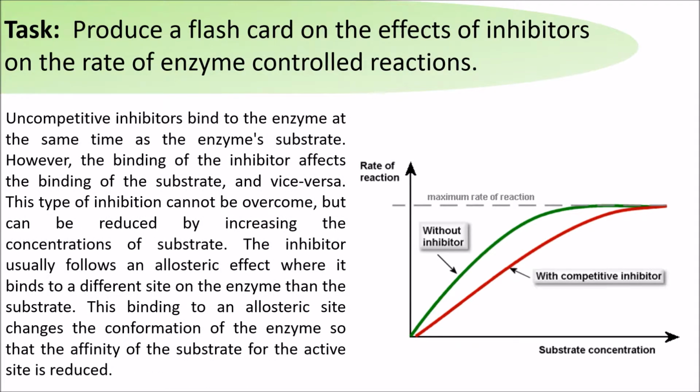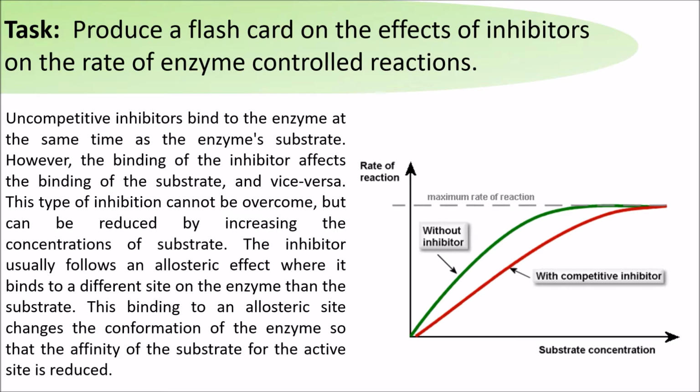Uncompetitive inhibitors bind to the enzyme at the same site as the enzyme's substrate. However, the binding of the inhibitor affects the binding of the substrate and vice versa. This type of inhibition cannot be overcome but can be reduced by increasing concentrations of the substrate.